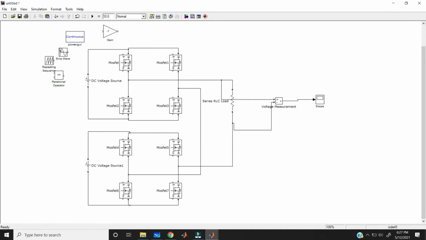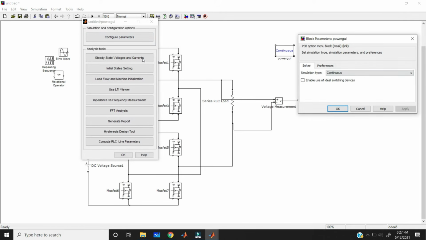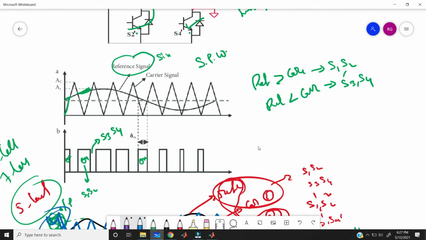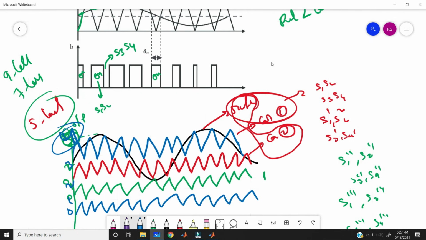That's it. Now you can set the power GUI to discrete, because our circuit is in discrete mode. Double click power GUI and you can get the discrete mode. And now the task is connecting the pulse width modulation. These are the level shift pulse width modulation.